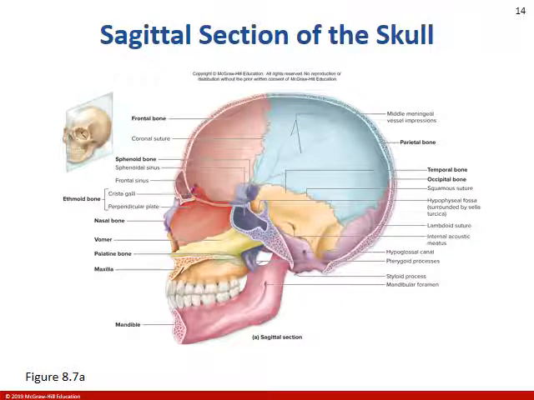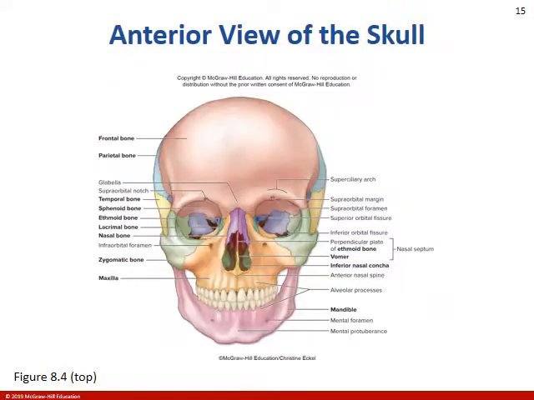This is probably a better image of your crista galli, and the cribriform plate would be here at the base. Then the ethmoid forms this perpendicular plate that's going to come out and be visible here in the superior portion of the nasal cavity. In this image, we can see these 3 projections of the ethmoid coming into the nasal cavity.